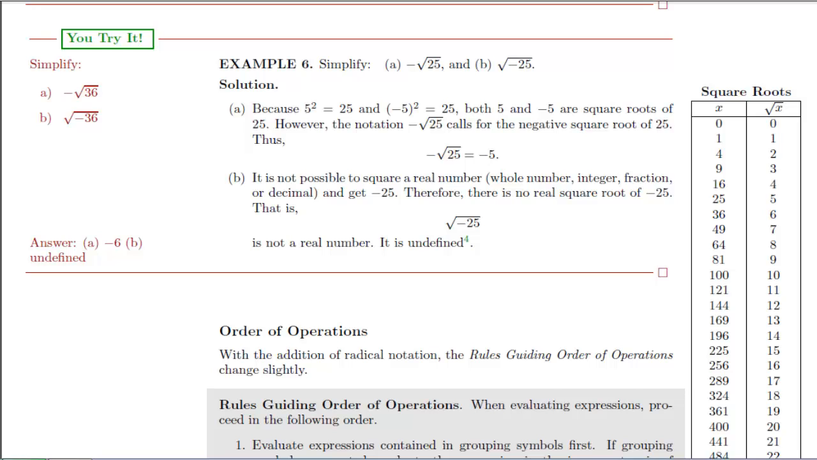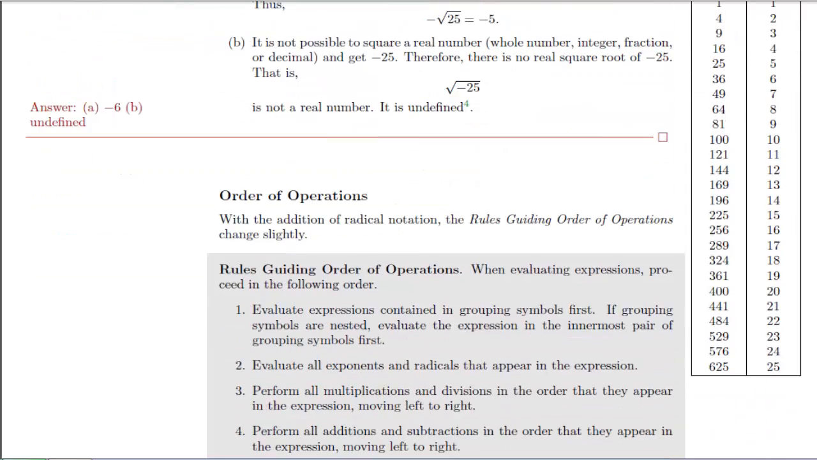B. Square root of negative 25. It is not possible to square a real number, which is a whole number, integer, fraction, or decimal, and get negative 25. Therefore, there is no real square root of negative 25. That is, the square root of negative 25 is not a real number. It is undefined.